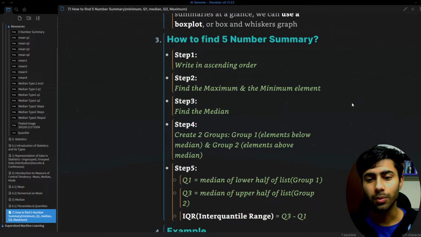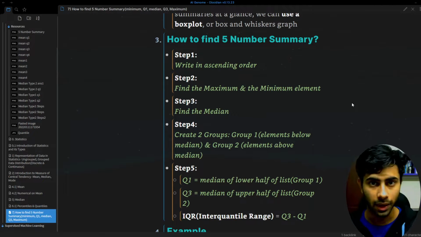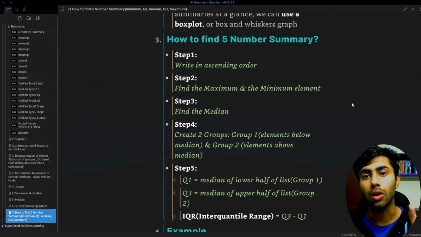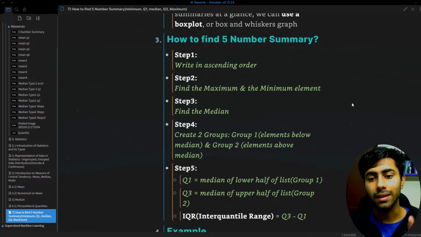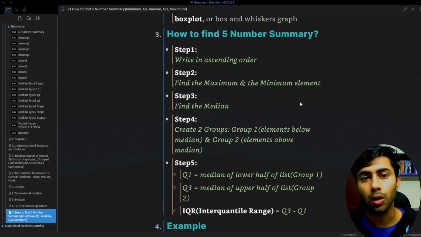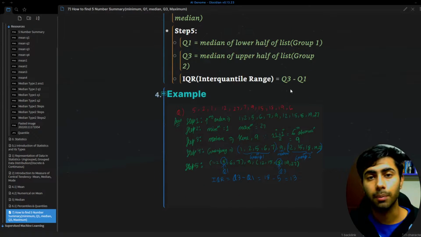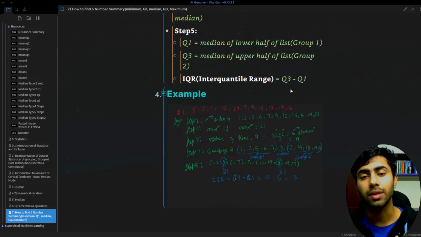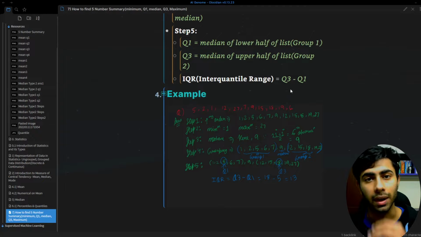After that, you can simply find your first quartile, which is going to be the median of your first group. That is the group that contains all the elements below the median. And then you can find your third quartile or your 75th percentile, which is basically the median of the upper list or the upper group. That is a group which contains all the elements above your median.